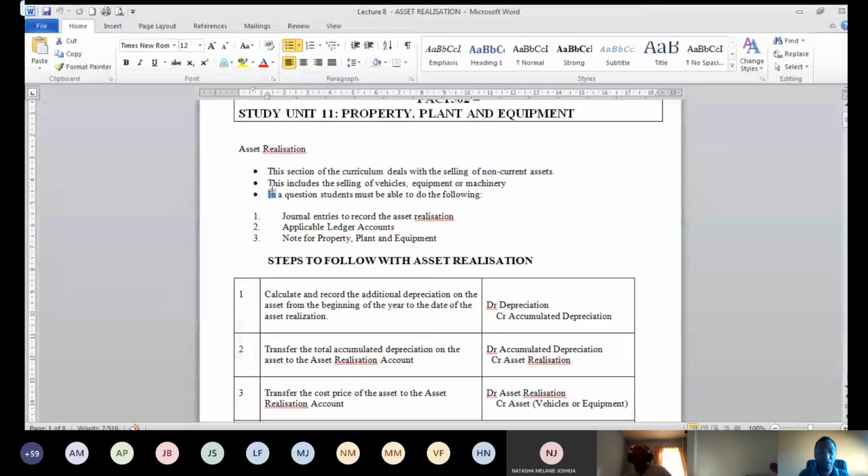If you are faced with a question on asset realization, guys, the examiner can ask you for journal entries to record the asset realization. They can ask you to do ledger accounts, and they can ask you the note for the property, plant, and equipment. So in today's lecture, we are going to go through all of that, guys, and we're going to apply that now to an example that we will work through.